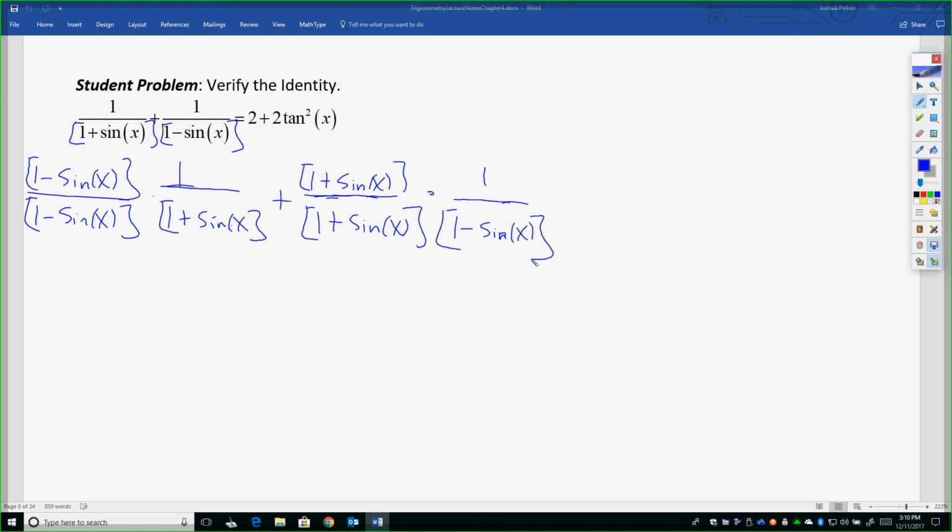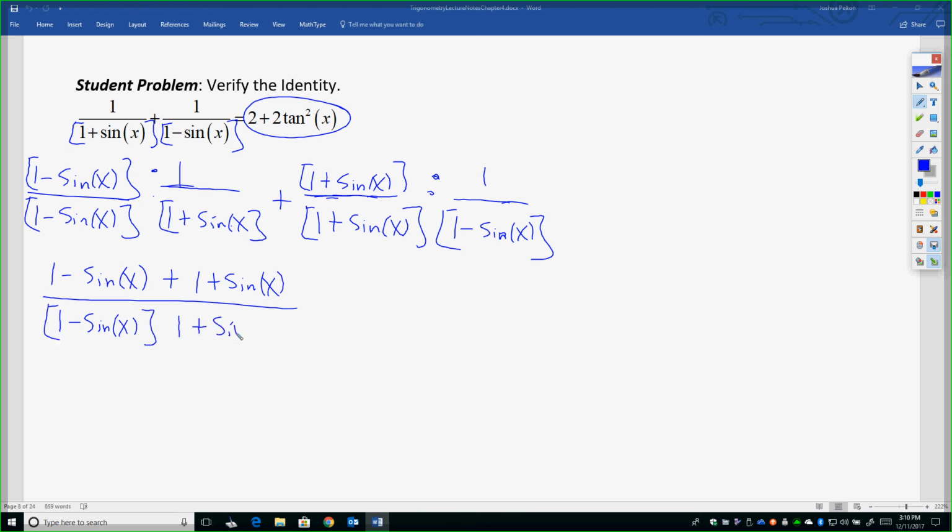Okay, and we're going to ignore the right-hand side for now and just simplify the left to save some room. I multiplied by 1 on both fractions to make them common denominators. If I multiply here, that's going to give me 1 minus sine. If I multiply here, that's going to give me 1 plus sine. And if I add the bottoms, I just get the common denominator, which is 1 minus sine of x and 1 plus sine of x.